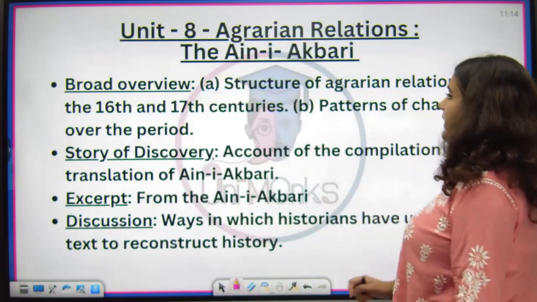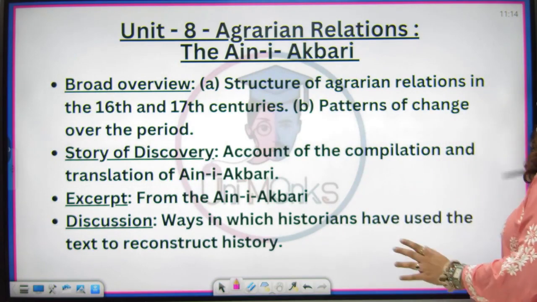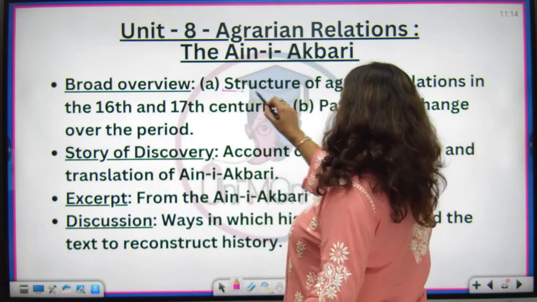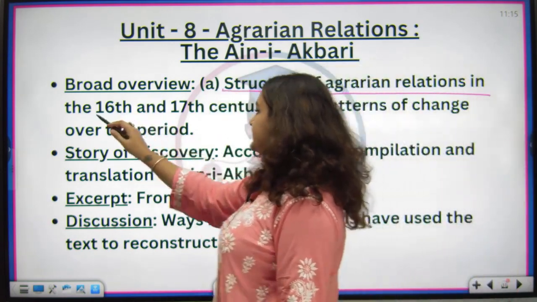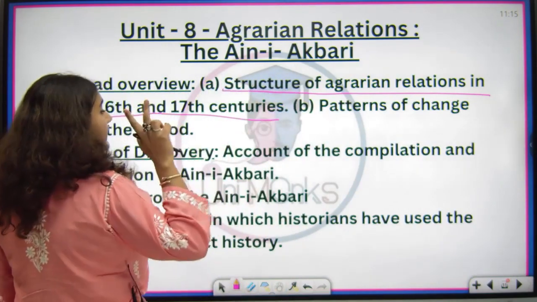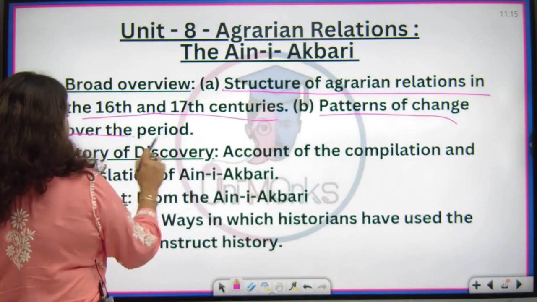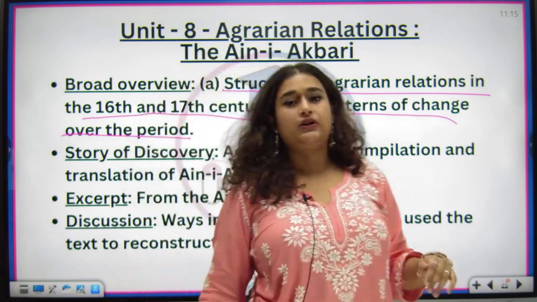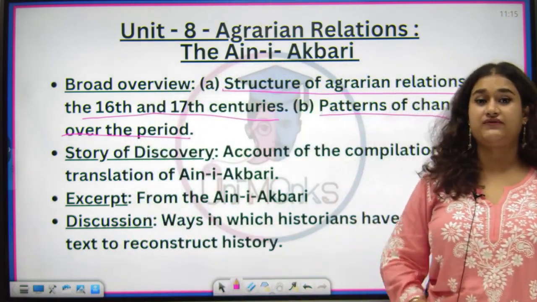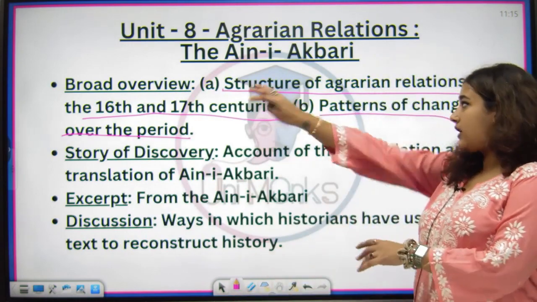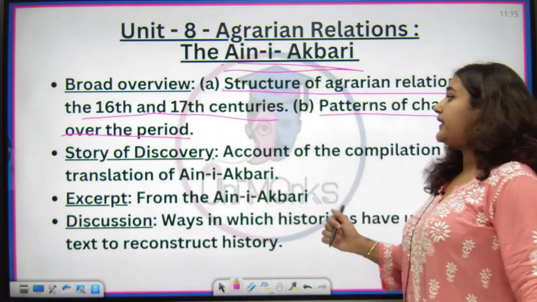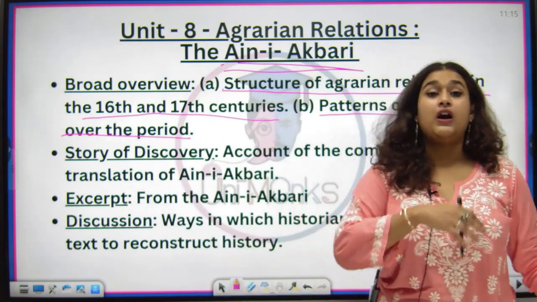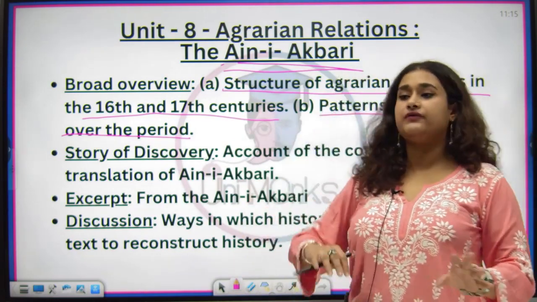Now, unit number 8, Agrarian Relations, the Aini Akbari. A broad overview of, number 1, the structure of agrarian relations in the 16th and 17th centuries, and number 2, the patterns of change over the period. The Aini Akbari is the main source for understanding this chapter. Everything that is written in this chapter comes from the source Aini Akbari. It talks about the agrarian society of the time, the plights of the people, and what other things they did apart from agriculture. All of that will be understood in this chapter.